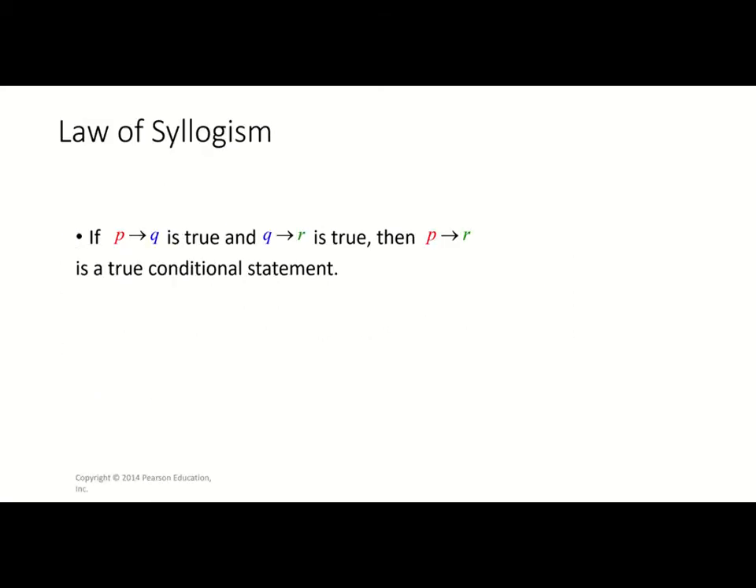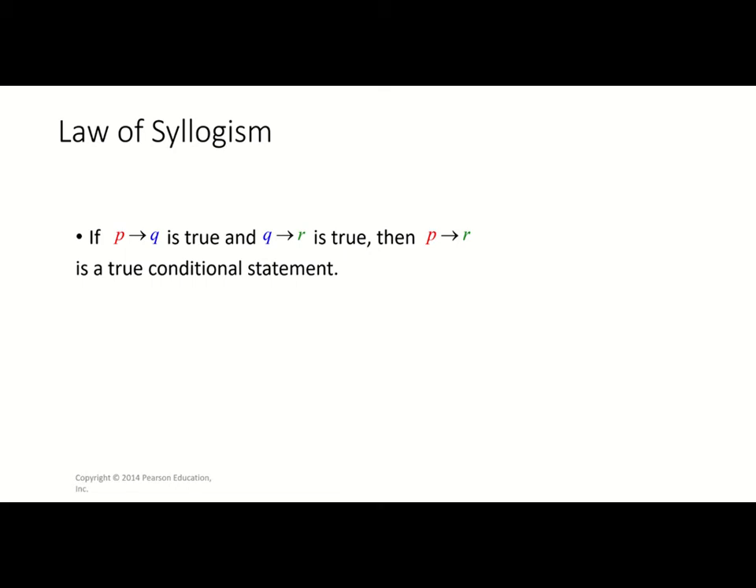All right, so the next law we're going to look at is our law of syllogism. It's a little bit different than detachment, as with detachment we had one conditional statement and we broke it down into two parts. Here we have three different conditional statements. First, if P then Q is true, and if Q then R is true, then if P then R is true.